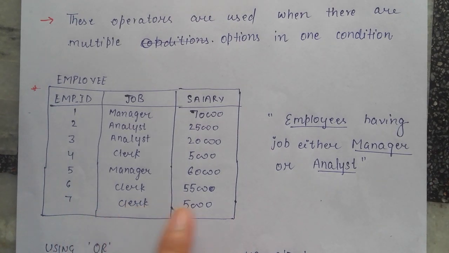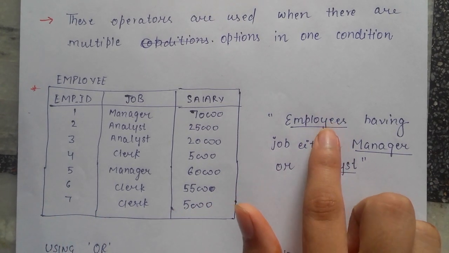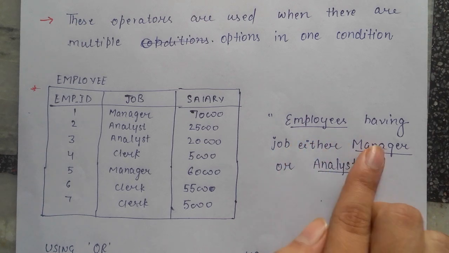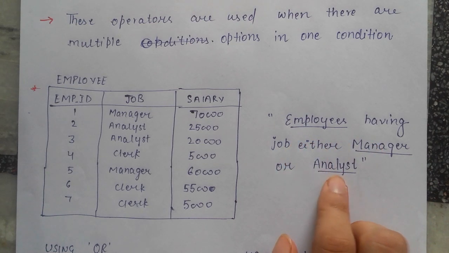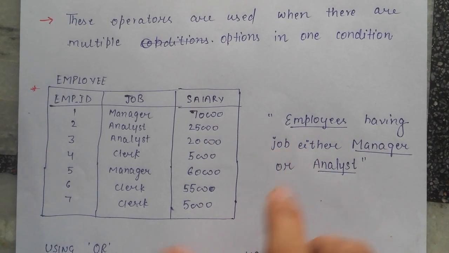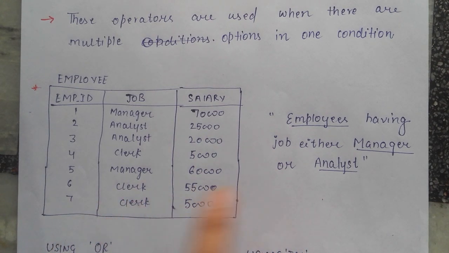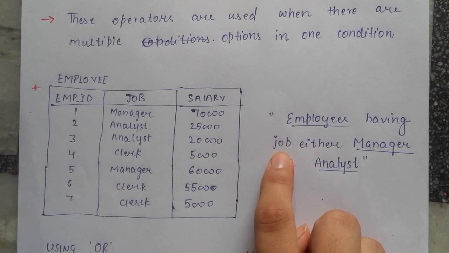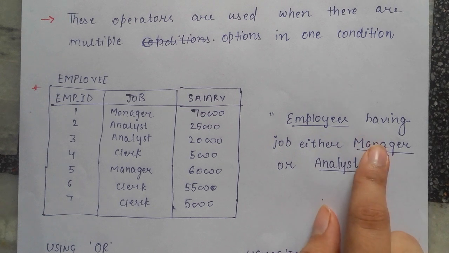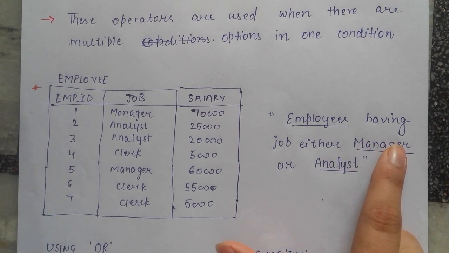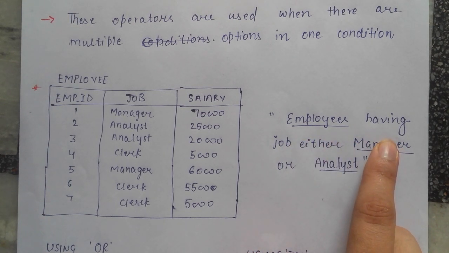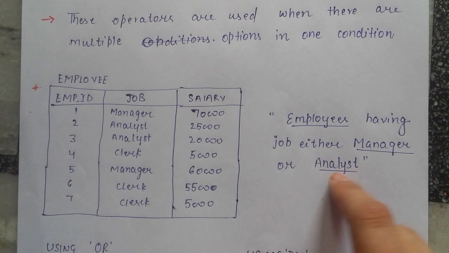For example, this is an employee table and we want to select those employees having job either manager or analyst. In this we can see that the condition is only one. We want to select the data on the basis of a job. That is the one condition. But in that condition we have multiple options. We have two options: either the job is manager or the job is analyst. So for these kinds of purposes we use the IN and NOT IN operators.